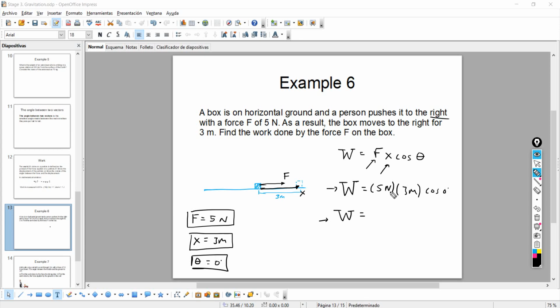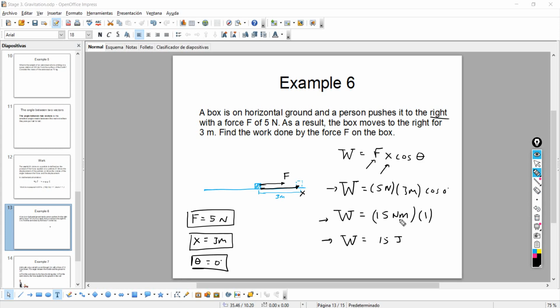Okay, so basically we have 5 times 3, we have 15 newtons times meters, and the cosine of 0 degrees. If you use your calculator, you will see that it's equal to 1. So basically we have 15 newton meters times 1, which in the end gives me this. The work is equal to 15 joules. Why joules? Because I told you that 1 newton times meter is equal to 1 joule.